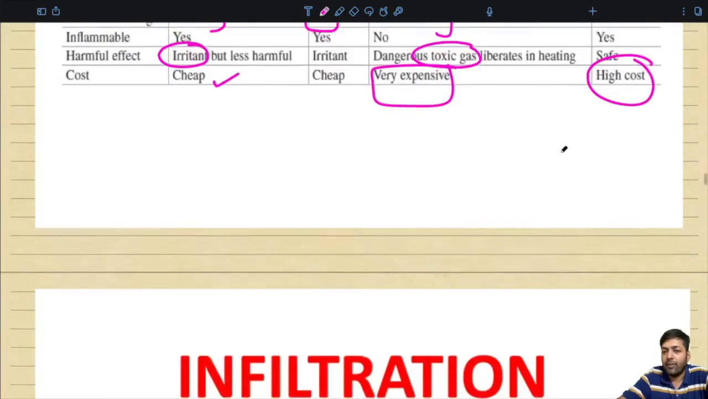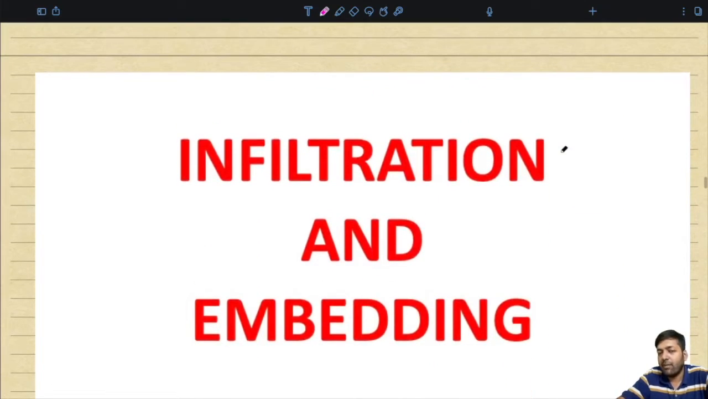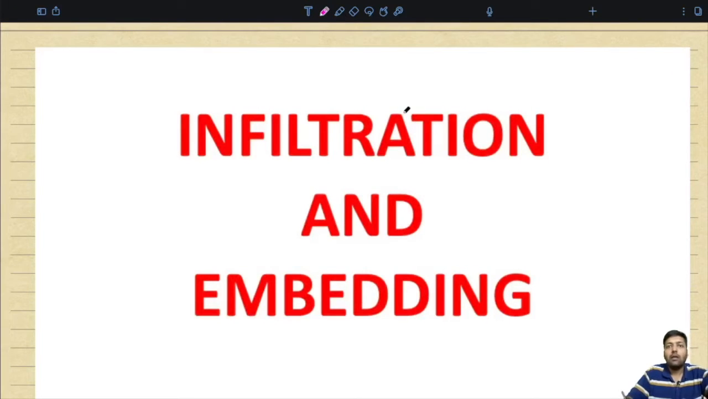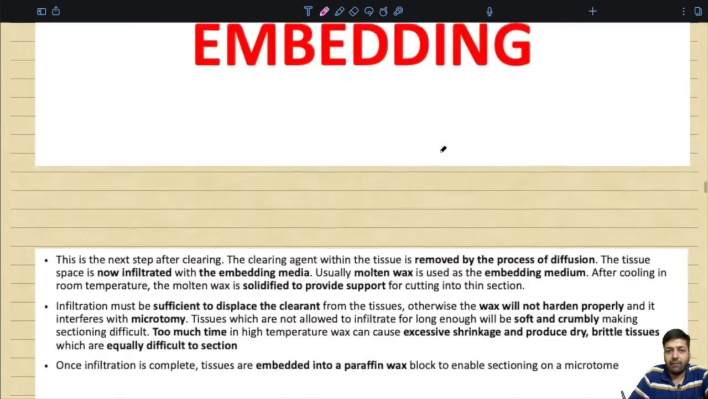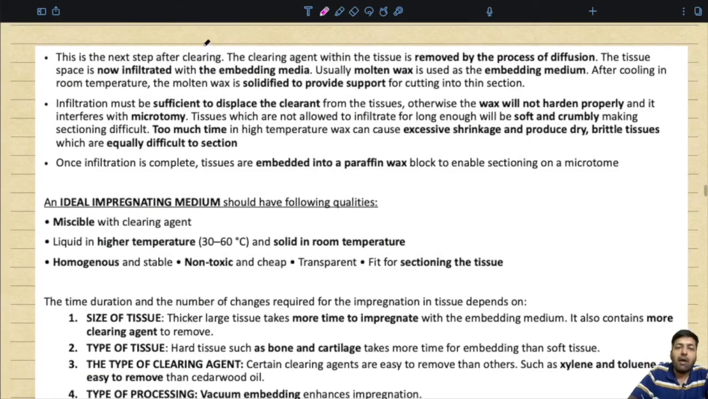Next, we are going to read about infiltration and tissue embedding. So basically the next step after clearing is infiltration and embedding.